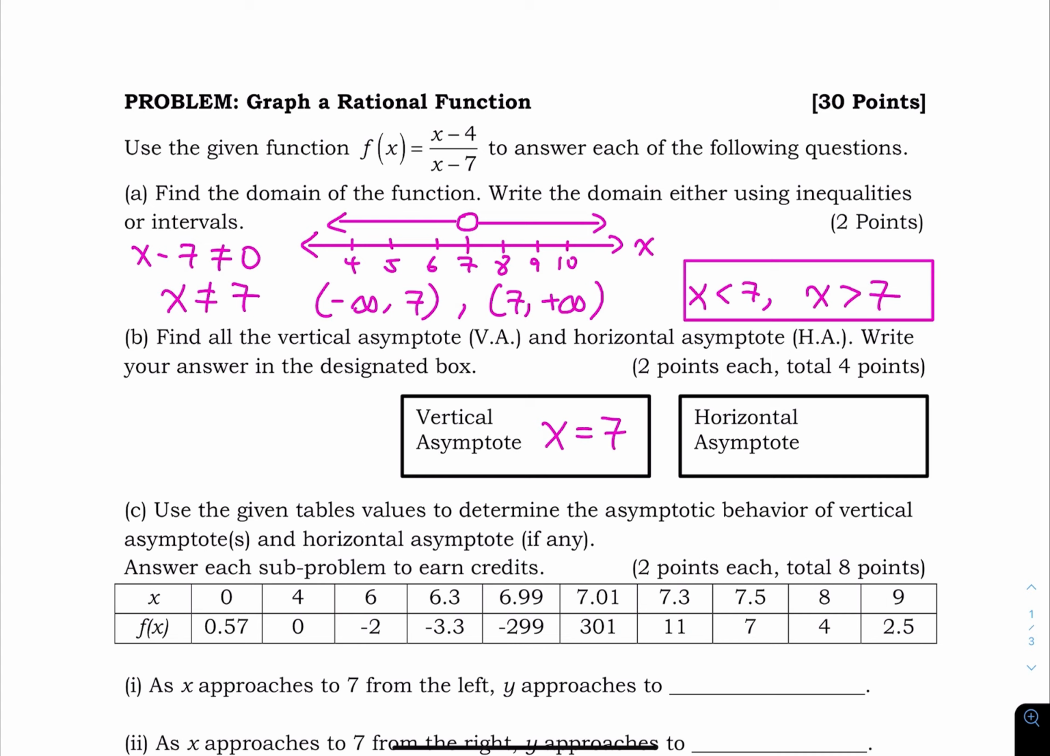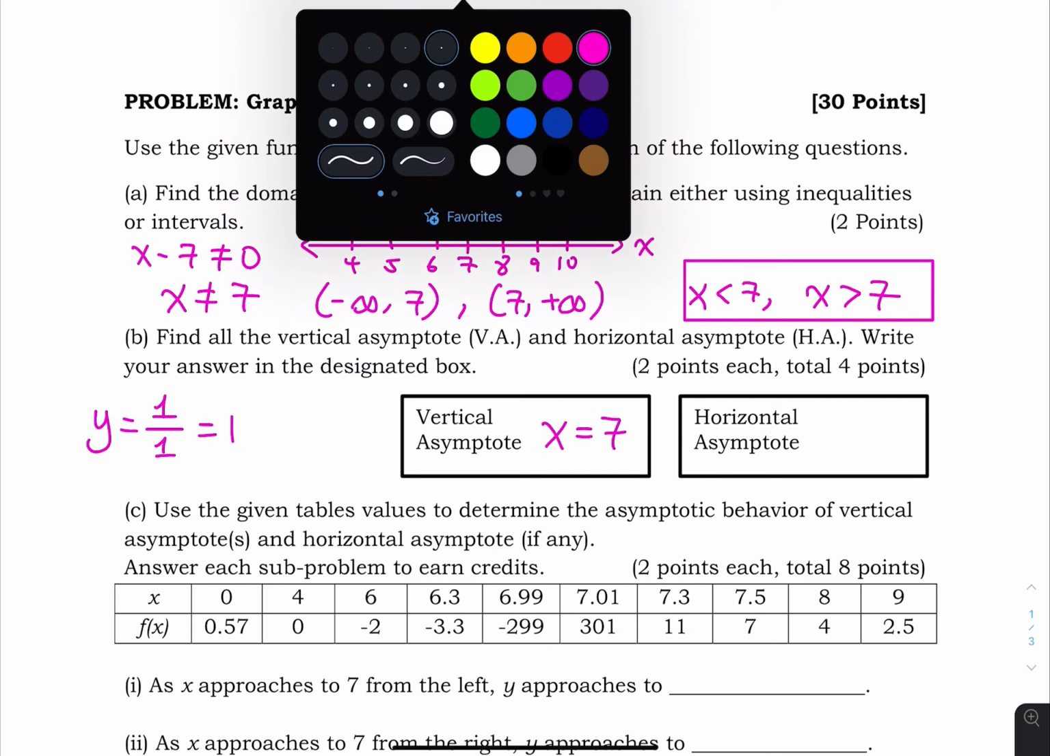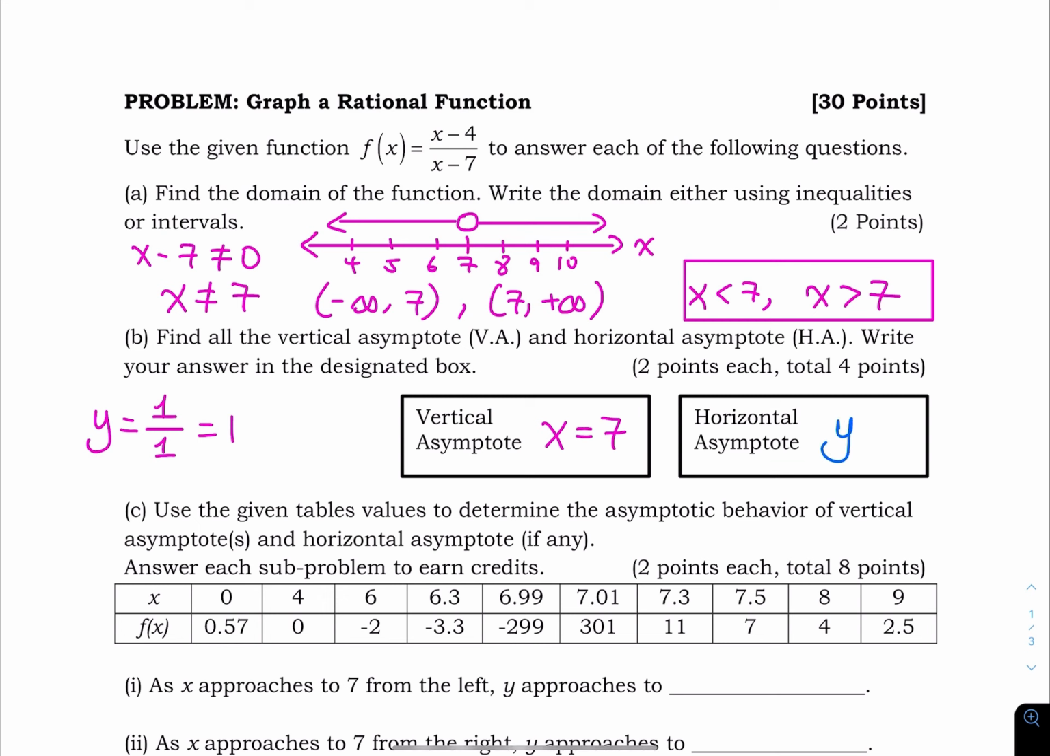So we will just write that y equals the leading coefficient of the numerator divided by the leading coefficient of the denominator, which is just 1. So the horizontal asymptote is y equals 1. You know what? When we graph that, can we use a different color to do this? Because I want to give you a better picture on the graphs. Okay, I just earned my 4 points.